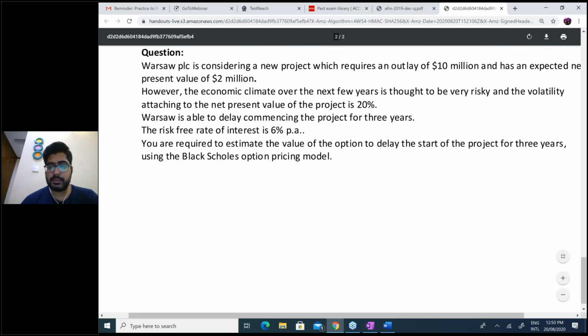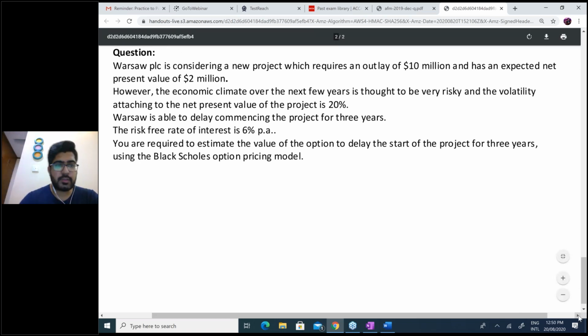Now, just to give you an idea of this, I won't solve the full question because you know how things work. The question in front of your screen is that Warsaw PLC is considering a new project which requires an initial outlay of $10 million and has an expected NPV of $2 million. Outlay is 10 million, investment, and NPV is $2 million.